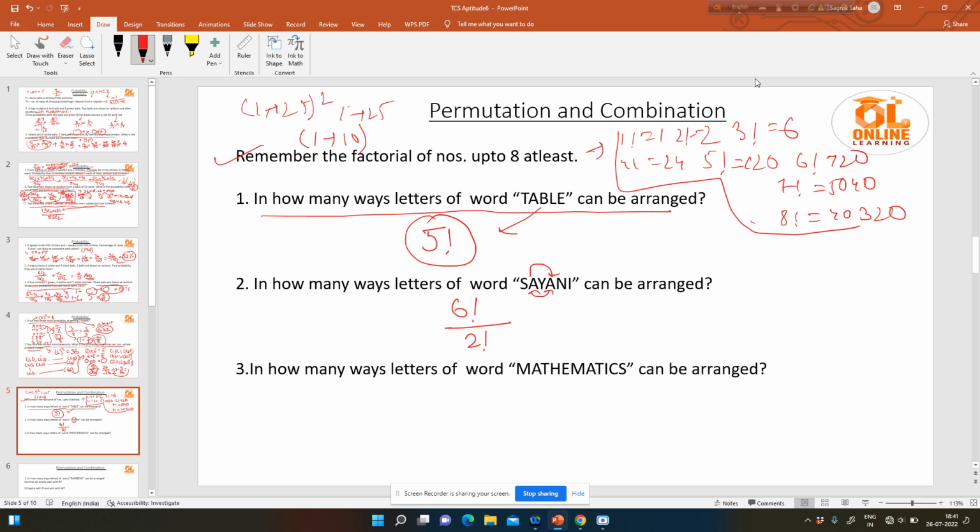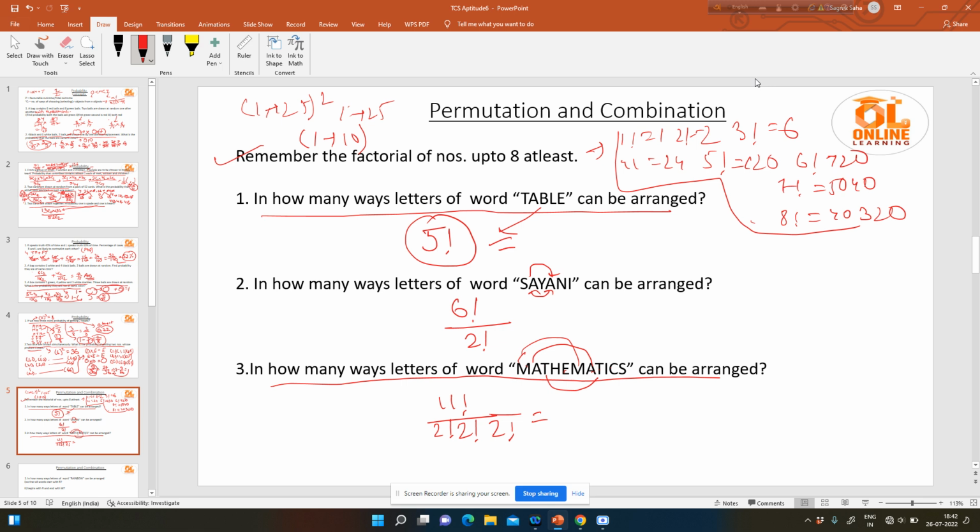Now in how many ways can the letters of the word mathematics be arranged? How many letters are there? 1 2 3 4 5 6 7 8 9 10 11. That would be 11 factorial. But both a's are common, so we divide by 2 factorial. Again, two t's are common, so 2 factorial. Again, both m's are common, so again 2 factorial. So this will be our answer.